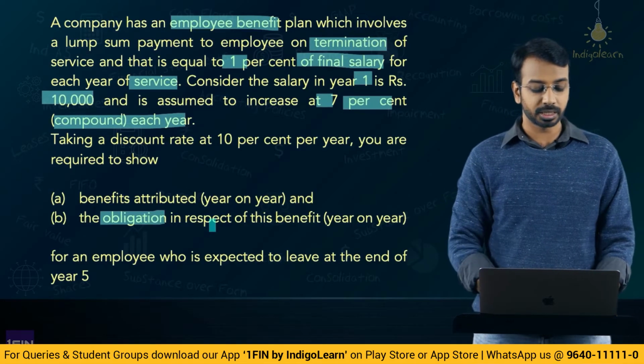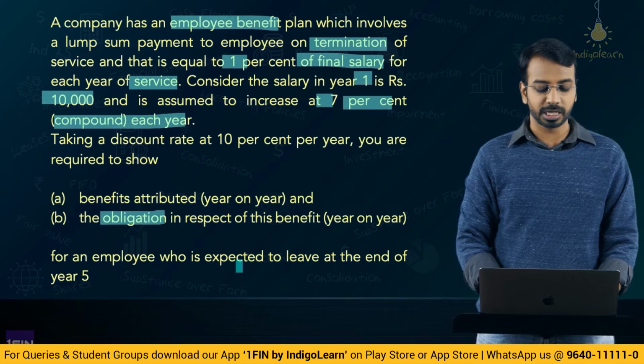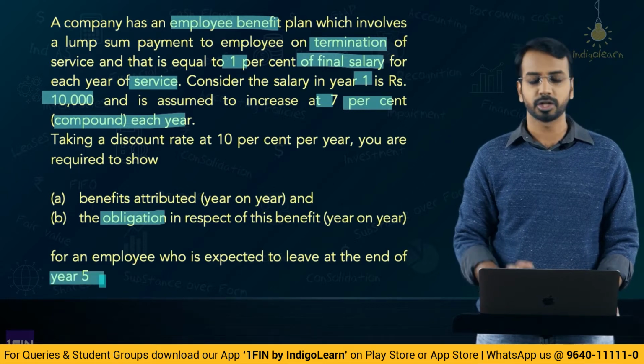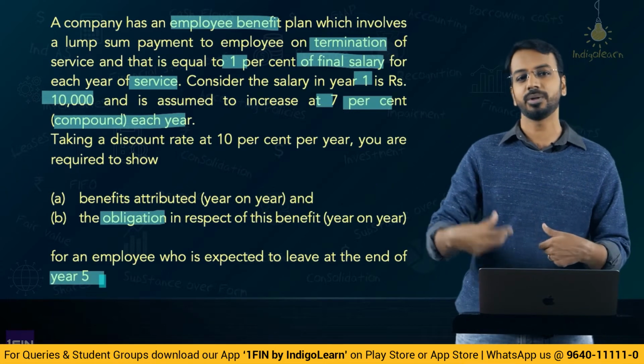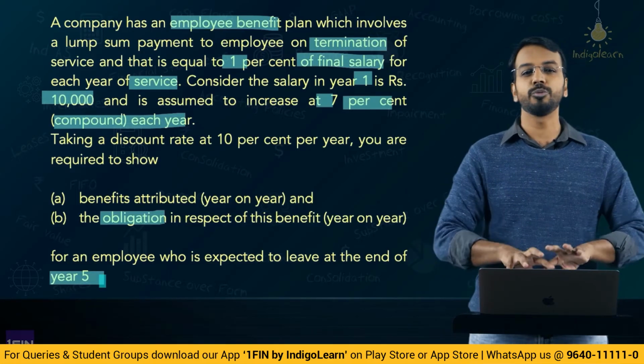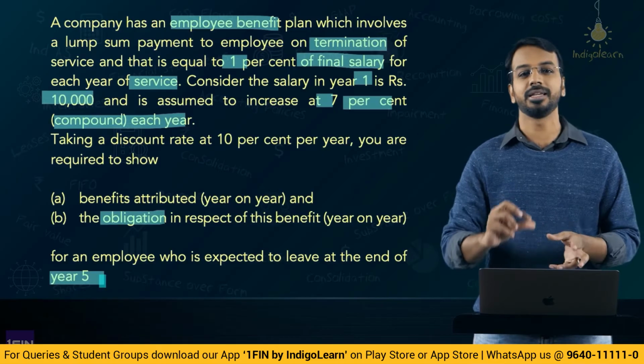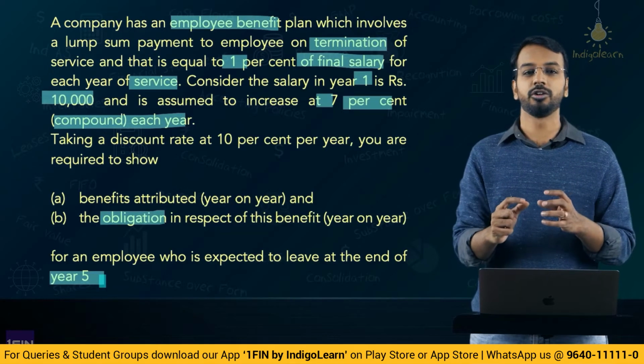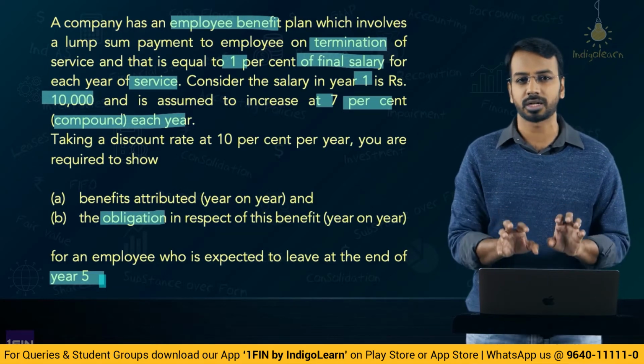Okay. Now, what is the thing? We have to do it for an employee who is expected to leave at the end of year 5. Okay, so basically we are assuming that, as I gave you an example, joining at year 1, leaving at the end of year 5, and we are not assuming any other changes like salary increased by a higher number or the discount rate changed. All of those things we are not considering.